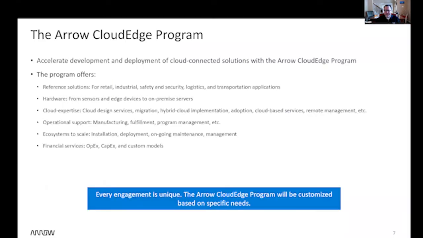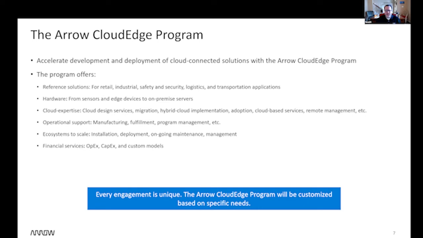The Arrow Cloud program is developed to accelerate the development and deployment of cloud connected solutions for our customers. The program offers a comprehensive list of solutions that include hardware, cloud, and software. Cloud expertise, we're bringing some cloud expertise to the table to offer cloud-based solutions and services. These include design services, migration from one platform to the other, cost analysis, etc. The kind of things you need for value.